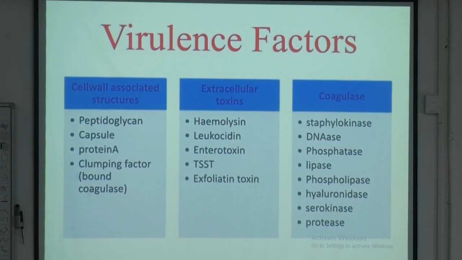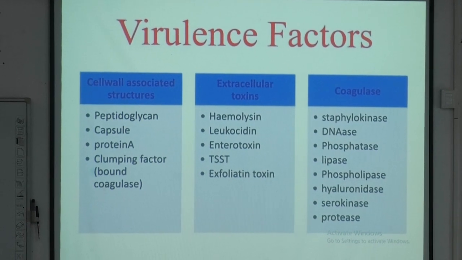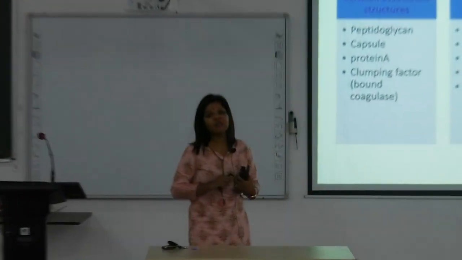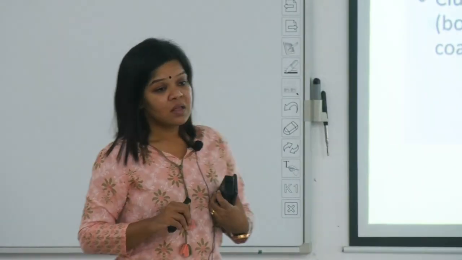Virulence factors. So what are the bound ones? Cellular, cell wall associated, okay? First, in gram positive bacteria there is peptidoglycan. What does peptidoglycan do? It holds the structure. Peptidoglycan is thicker in gram positive bacteria than in gram negative bacteria. Next, some of the strains have a capsule, I am leaving the capsule. The important one is protein A. What does protein A do?